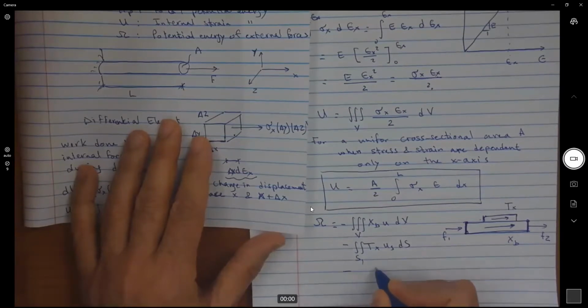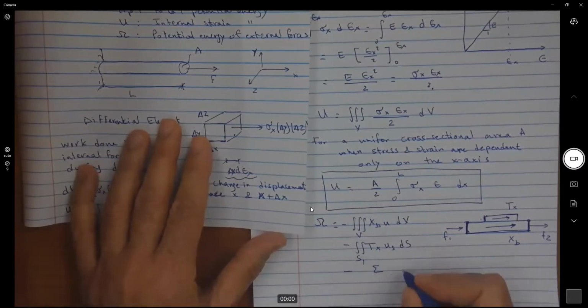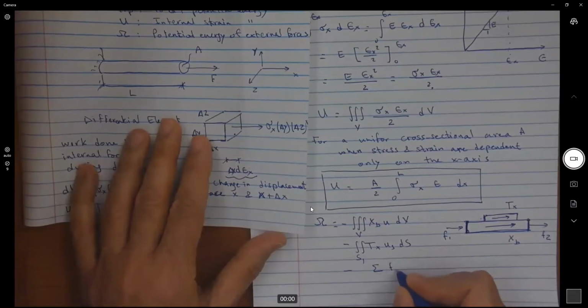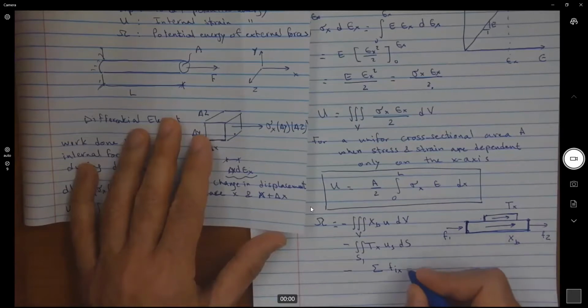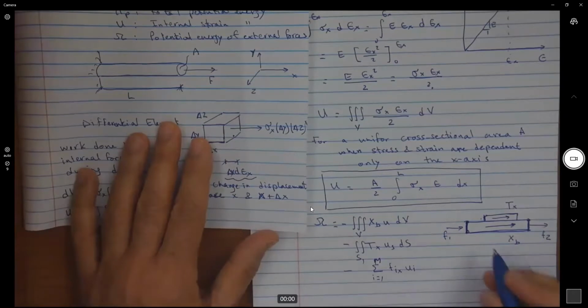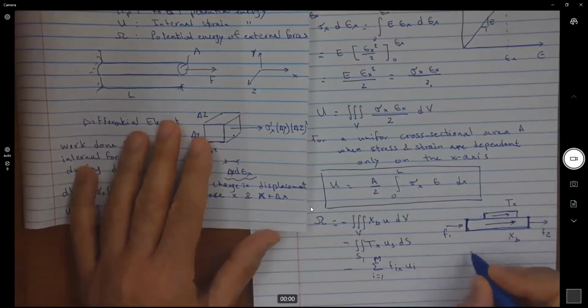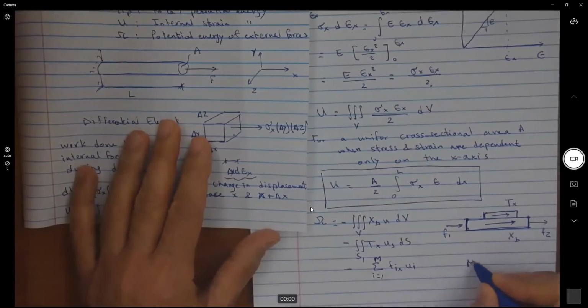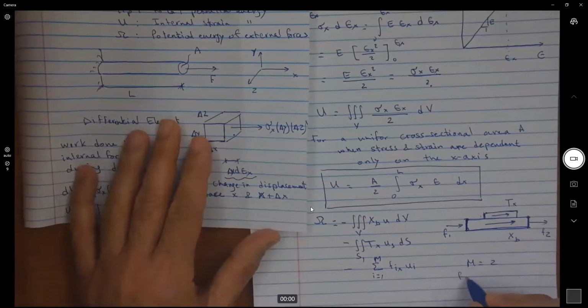minus the sum of all the nodal forces. So I'm going to call it Fix times their corresponding nodal displacement Ui from i equal 1 to M. Of course, for a bar element like the one I'm depicting here, M is equal to 2, for a 2-node bar element.